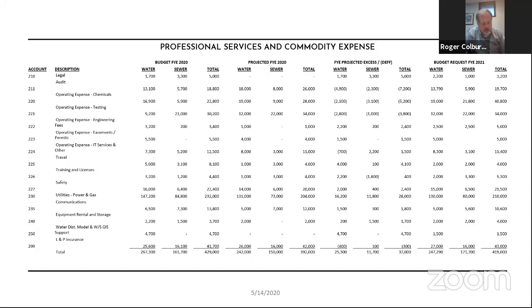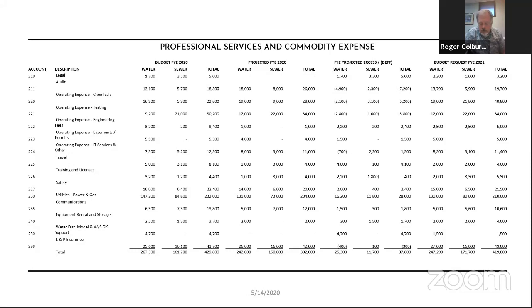Next line item is communication, and that's for all of our data. It also includes our telemetry for our lift stations that we've got set up on the guard dog system. That number basically was projected off of what we had last time, but I did reduce it some to reflect eliminating that GPS off of the vehicles.